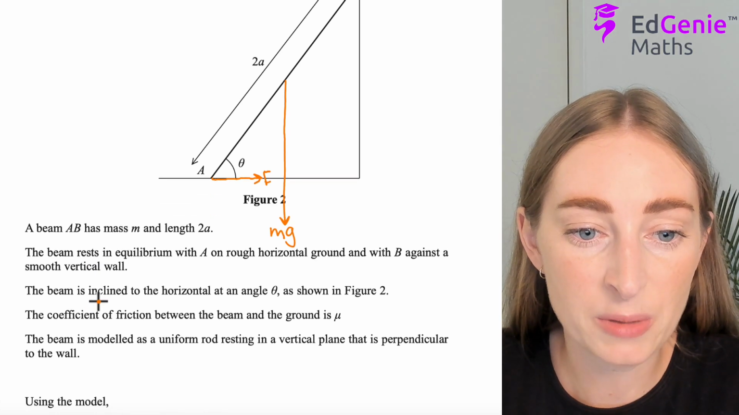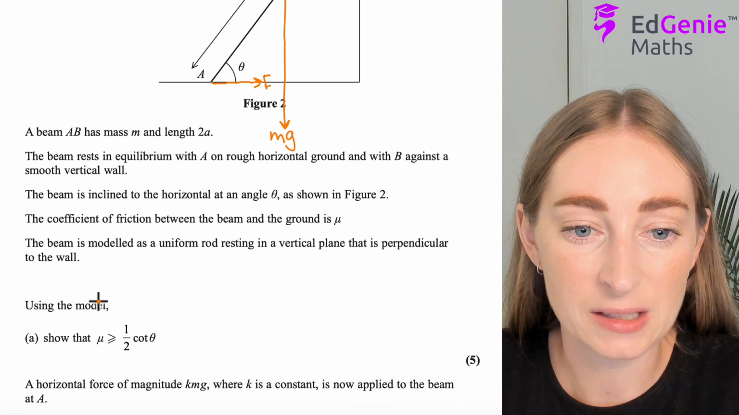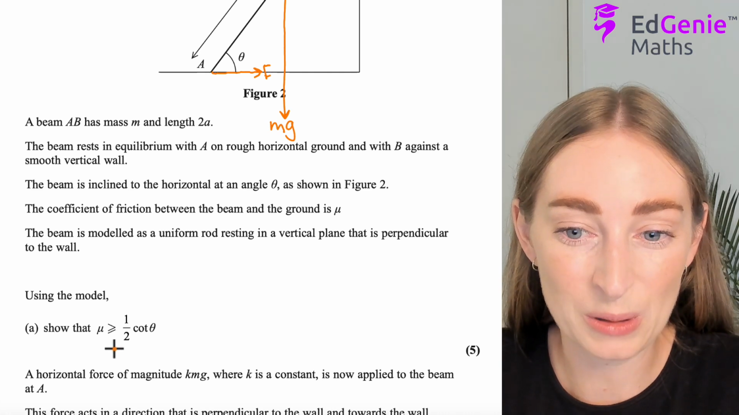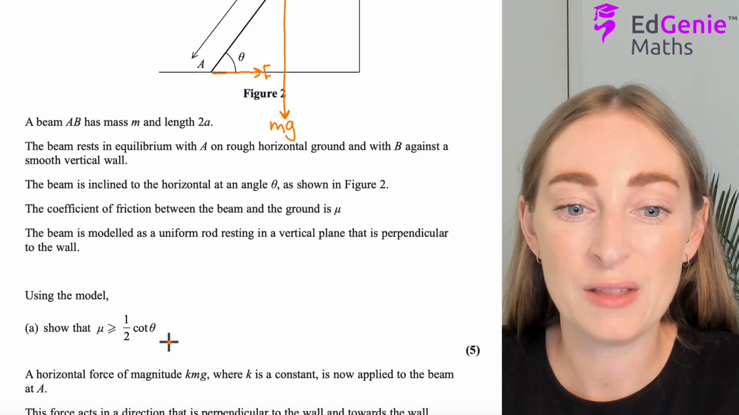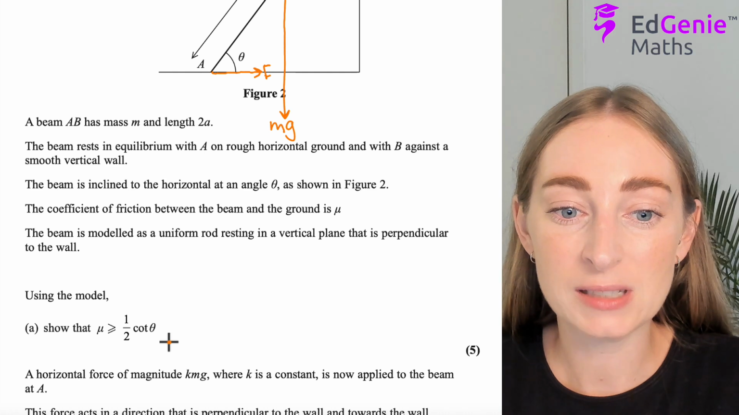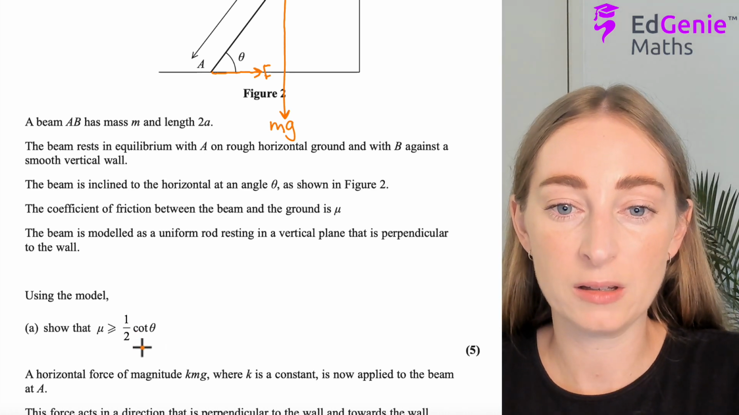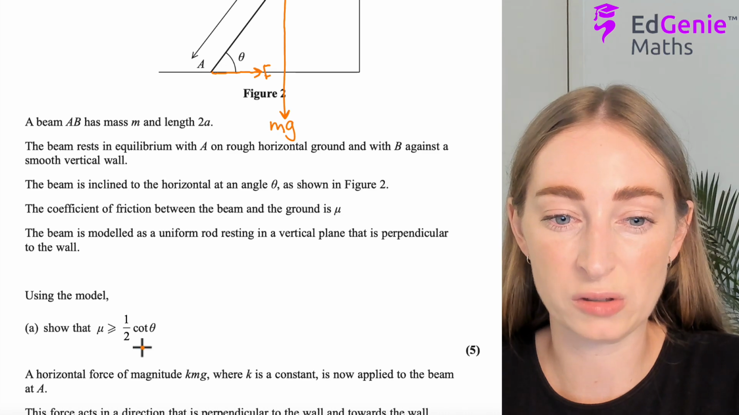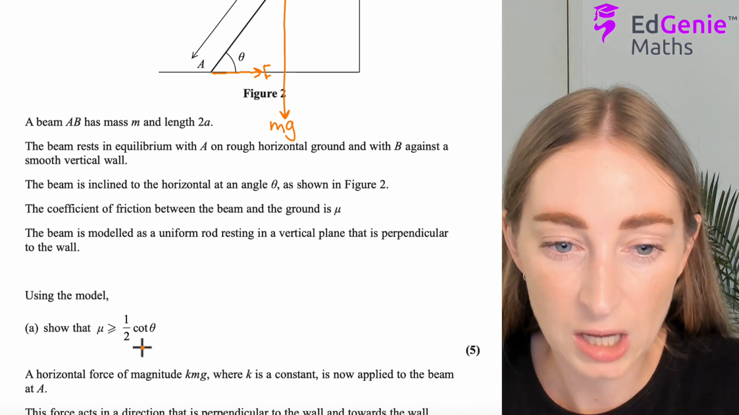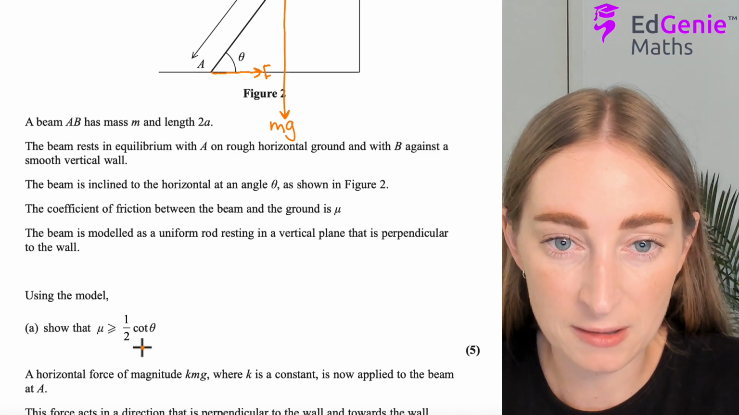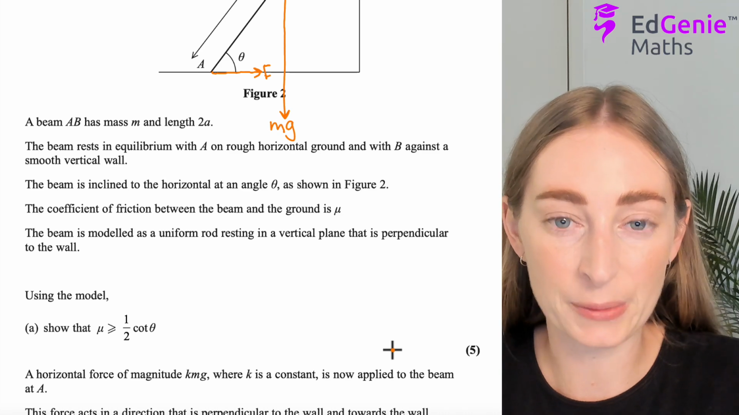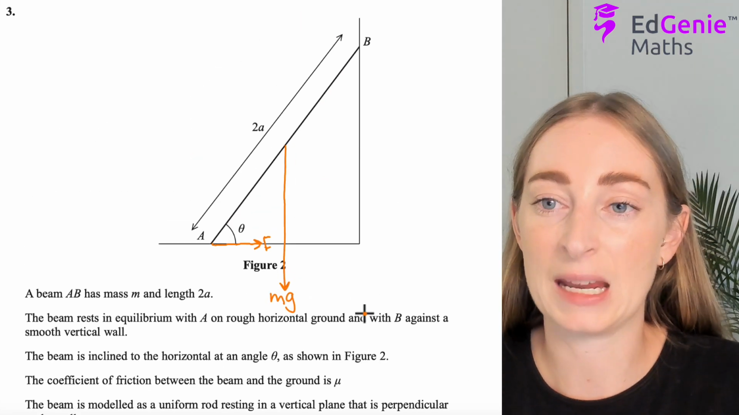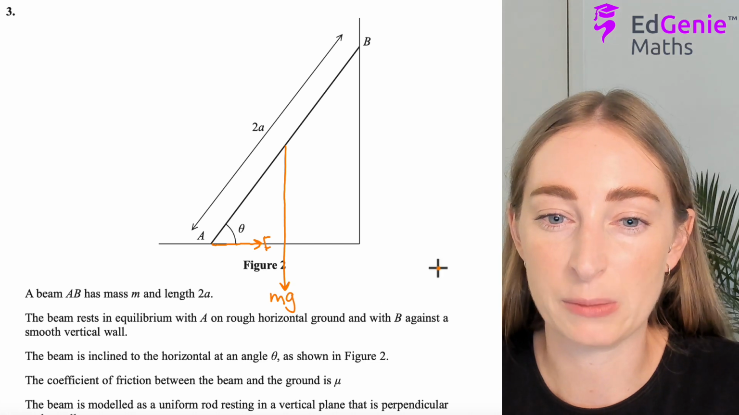Okay, using the model, show that our coefficient of friction is greater than or equal to a half cot theta. So because it's cot, we're probably going to have at one point cos over sine, aren't we, to get to cot. So it's 5 marks. There's going to be a bit going on here. Let's resolve our forces, and then we can take moments at different points and then see where we get.